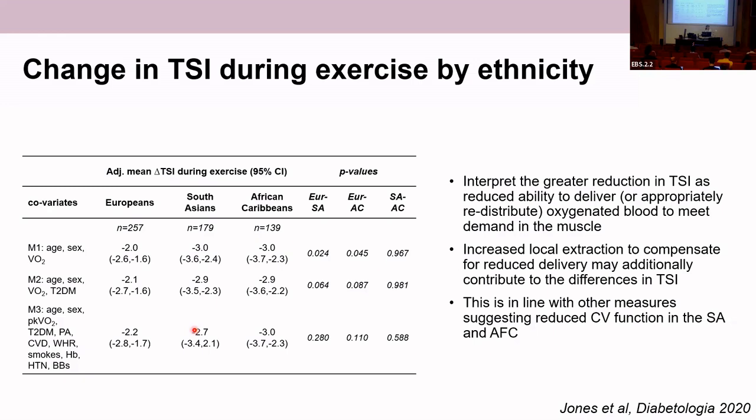And I think that's quite important to highlight because with continuous wave mNIRS, we're not able to pull those two things apart. So unless you apply an occlusion, you don't know whether the change that you're seeing is due to extraction increase or a failure to deliver. So this interpretation was also in line with other measures we did in these study participants, which suggested that there's reduced cardiovascular function in the South Asians and in the African Caribbeans.